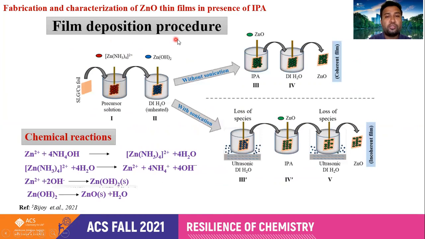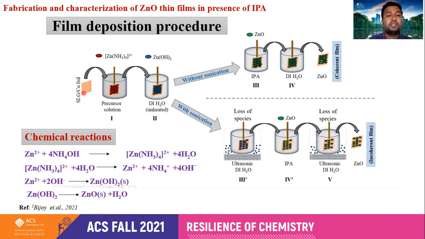Now, the film deposition procedure. First of all, I clean the soda lime glass substrates and copper foil substrates using detergent and then dipping into toluene, isopropyl alcohol, acetone, and DI water for 15 minutes in an ultrasonic-assisted bath. After cleaning, I dry both the substrates and preserve them in a sample box. Then I made zinc ammonia complex solution by adding ammonium hydroxide to the zinc chloride solution. This zinc ammonia complex solution is known as the precursor solution.